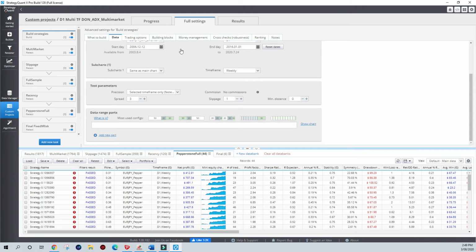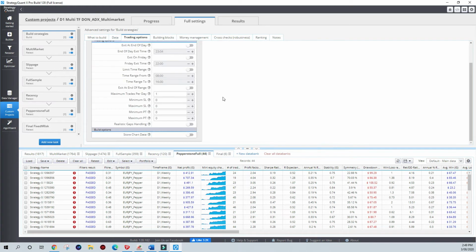So that's the data. We have the ability in SQX to have a range of different trading options, but in this instance the only one we need to remember is for this particular purpose we only want one trade per day per solution, and we want that trade to be assessed on the open of the bar based on the prior day's current breakout potential.